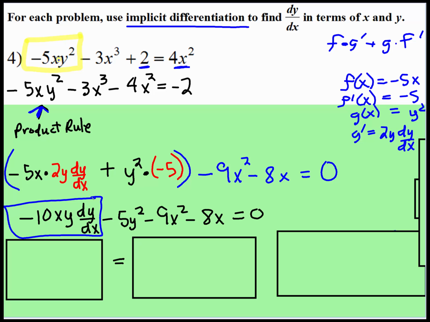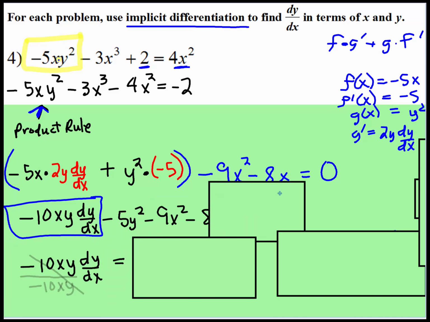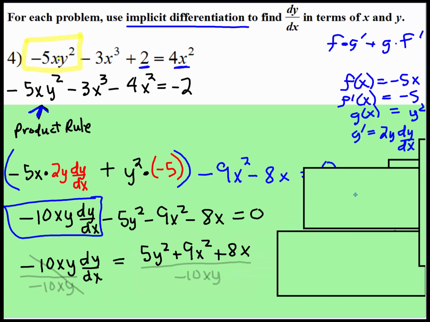this term by itself. So we're going to add 5y squared and 9x squared and 8x to both sides, giving us this. Once we have the dy dx term by itself, we're just going to divide both sides by that negative 10xy.